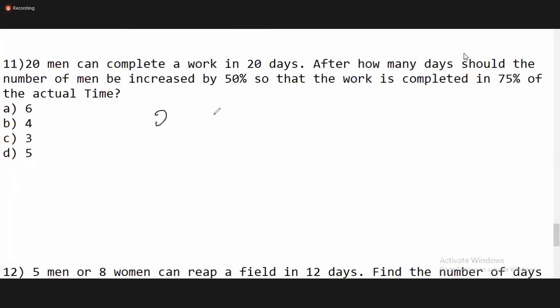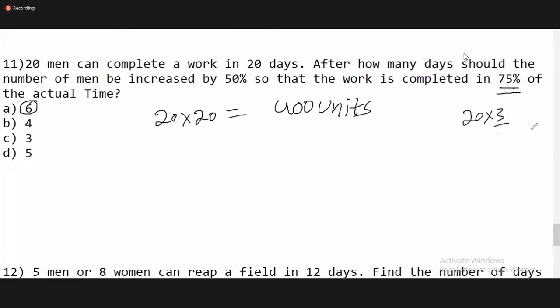Let's check it out. You know, 20 into 20 is equal to what, Nana? 400. Please assume the total work is 400 units. Let's take after 6 days. First you should know my work has to be completed in how many days?